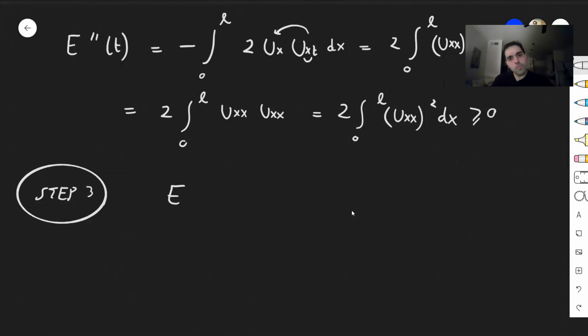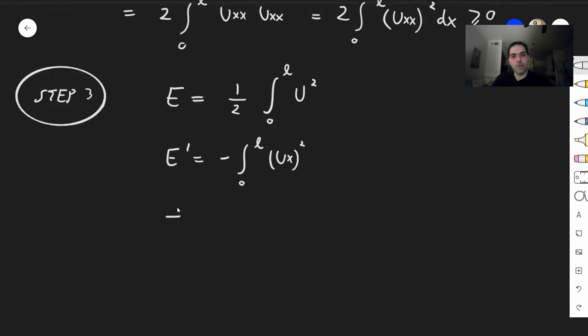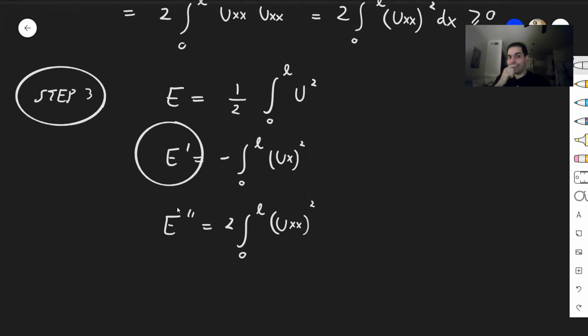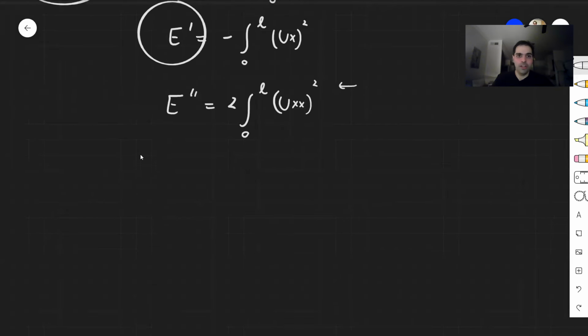Because let's go back to our three things that we learned. We had E, which is 1/2 integral of u squared. Then we had E prime, which is minus integral from 0 to L of u_x squared. And finally, E double prime, which becomes 2 times the integral from 0 to L of u_xx squared. What we would like to do is balance this middle term with the first term and the last term. So this is kind of squeezed between E and E double prime.